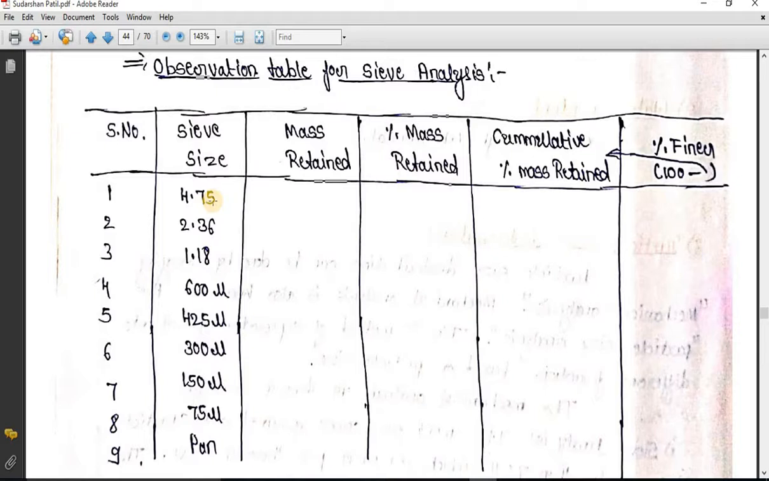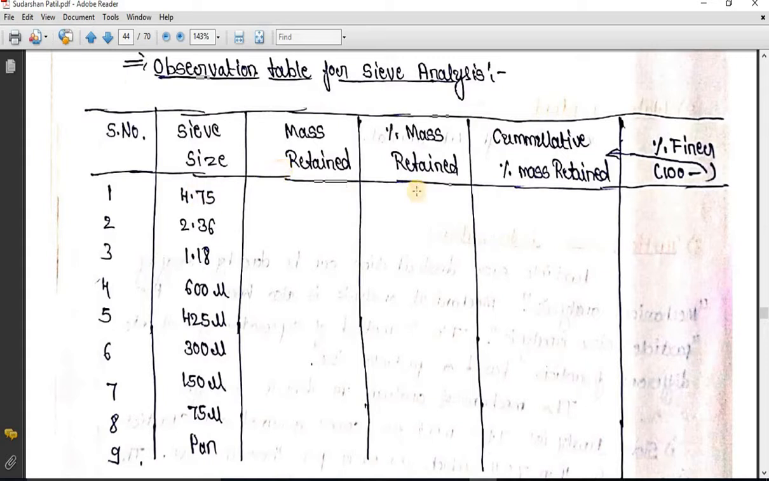We are going to take 1 kg of sample. We place it on the top sieve, and then we place this entire setup on a sieve shaker for 10 to 15 minutes. Then we take the readings of mass retained, meaning on the 4.75 mm sieve, what is the amount of soil retained. We are going to weigh it. Remember, we have taken a particular 1 kg of sample. After all this, we are going to calculate these things.